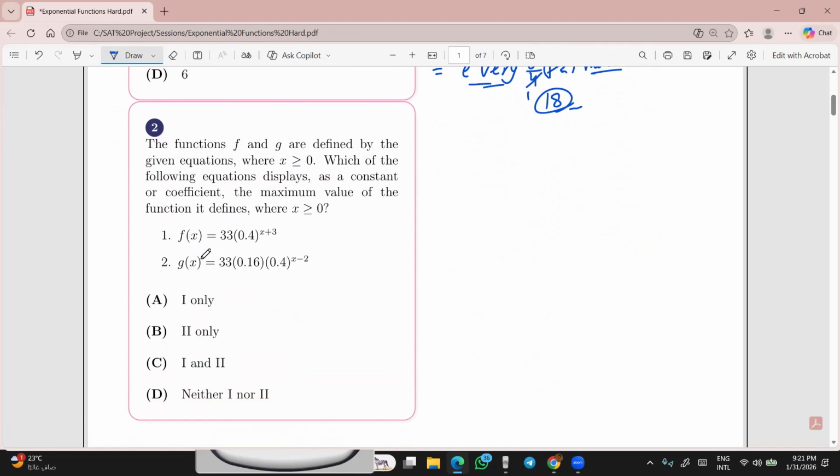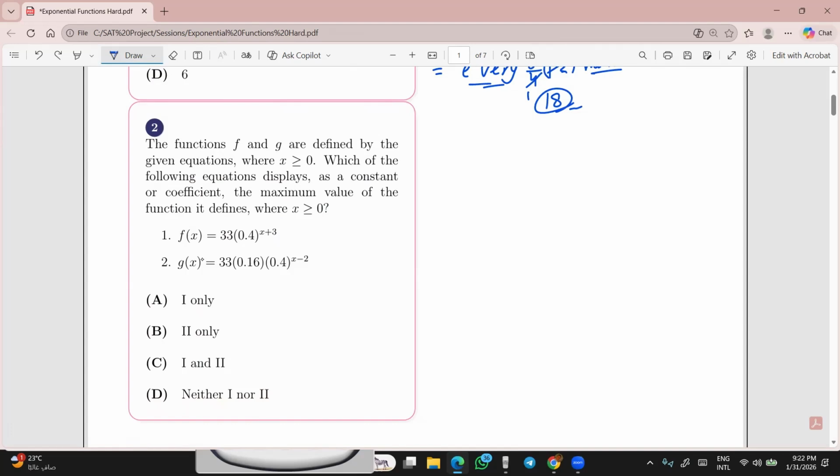Question number 2, the functions f and g are defined by the given equations where x is greater than or equal to 0. Which of the following equations displays as a constant or coefficient the maximum value of the function it defines by this? Remember that the exponential function in the real numbers does not have a maximum or minimum. But if we have a limit and we cut the graph at this point, we already have a minimum or maximum. How can we explore that?